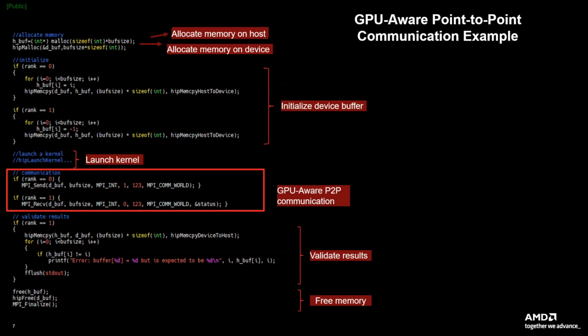And on the receiver side, we are doing the same thing. It's similar to the conventional MPI receive call, but we are passing the device buffer to the call. And then after that, we are validating the results and we free the memory. For freeing the host buffer, we are using free. And for the device buffer, we are using hipFree.